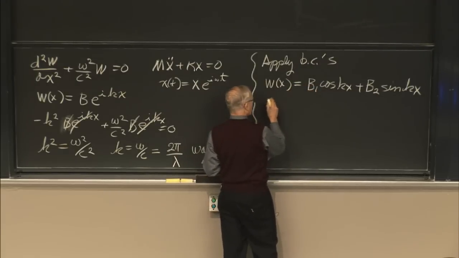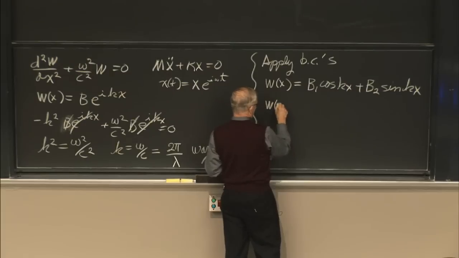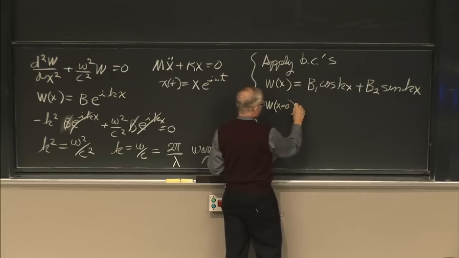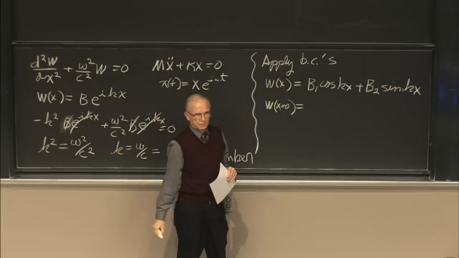But now I know my boundary conditions are w at x equals 0. W of 0 is what? What's the displacement at x equals 0?